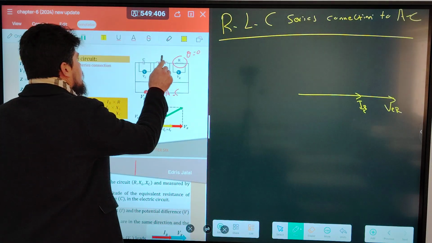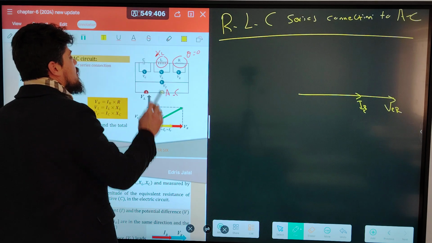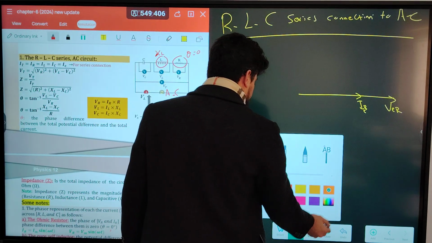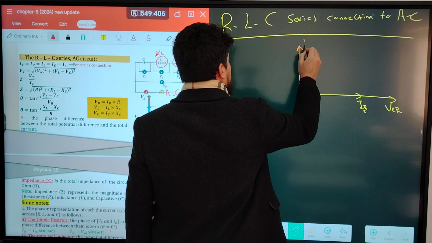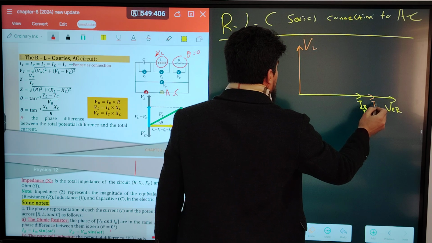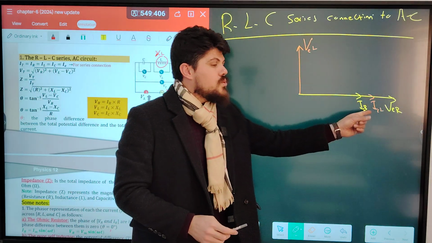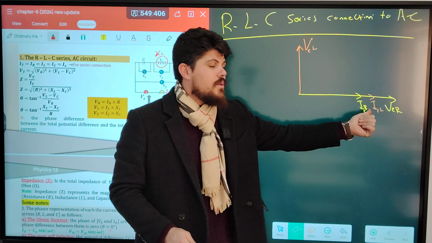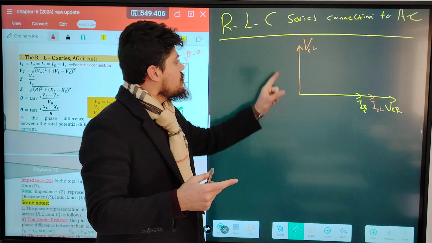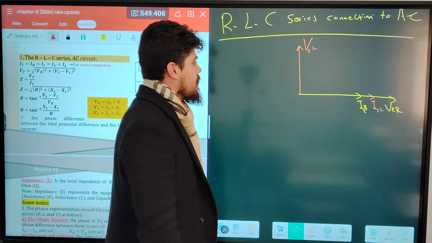But in pure inductance, guys, here we have XL. In pure inductance, if you remember, the potential difference VL leads the current. VL, IL. Potential difference leads current. So can we say current lags behind potential difference? Yes, the same thing. In pure inductance, potential difference leads current by pi over 2, or by 90 degrees.